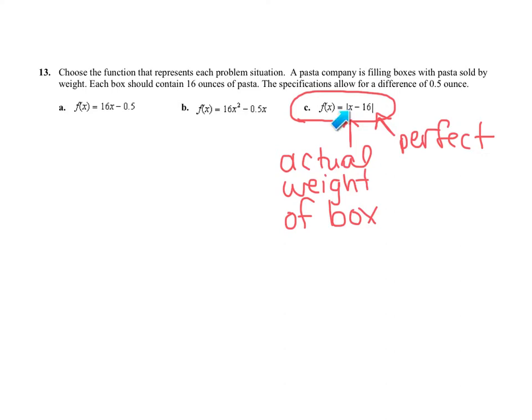So that's why we have x, the actual weight of the box, minus 16, and it's allowing for a difference of 0.5. Well, the 0.5 doesn't come into this problem because that would be if we actually wanted to solve it. We would do absolute value of x minus 16 is less than or equal to 0.5. It would be an absolute value situation because we could be over or under.